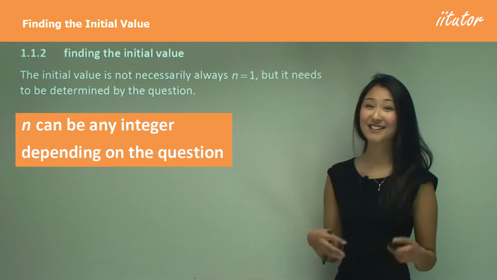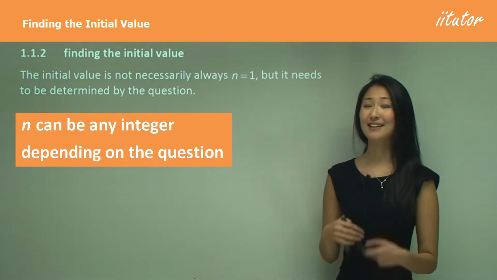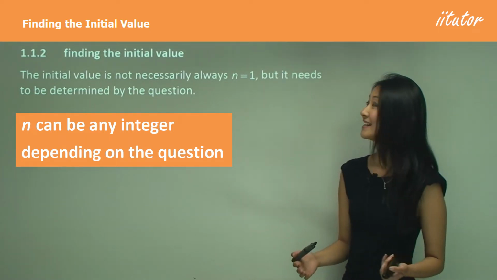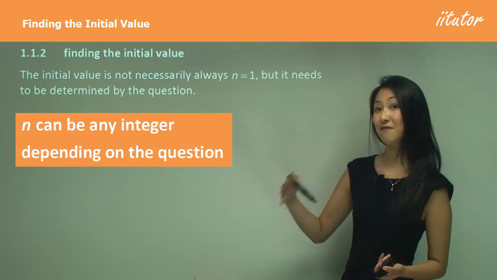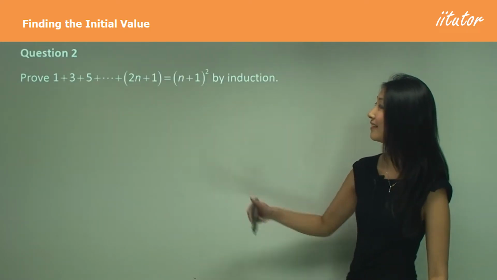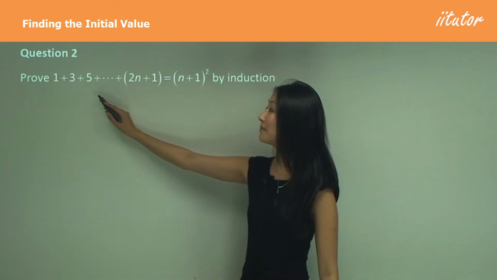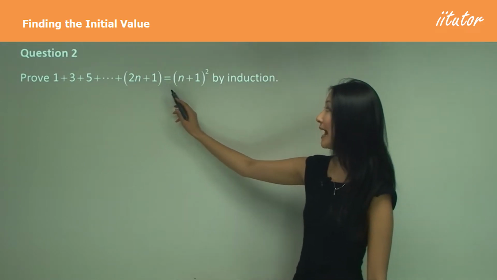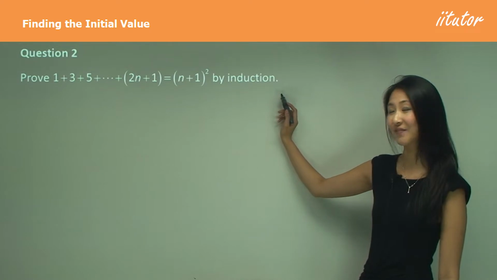And that's because a lot of students get familiar with n equals 1 and think that it's always going to be n equals 1, which is not the case. So let's have a look at a question where n does not equal 1 for the first term. So in question 2, we want to prove that 1 plus 3 plus 5, and so on, to 2n plus 1 equals n plus 1 squared by mathematical induction.